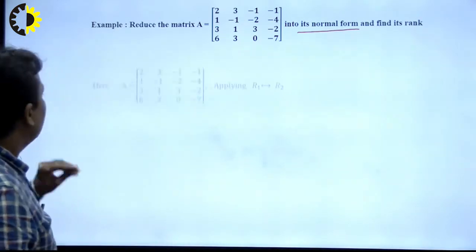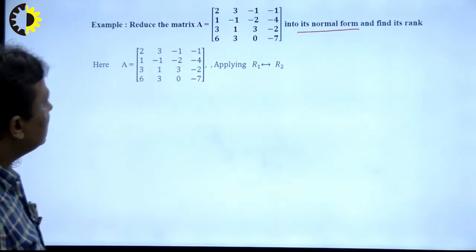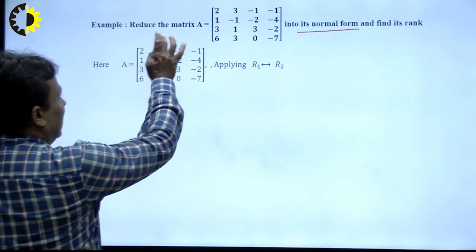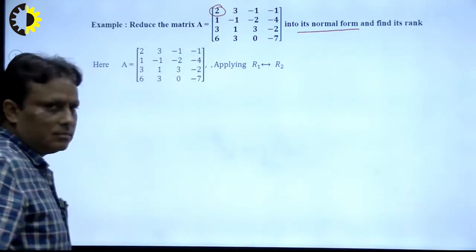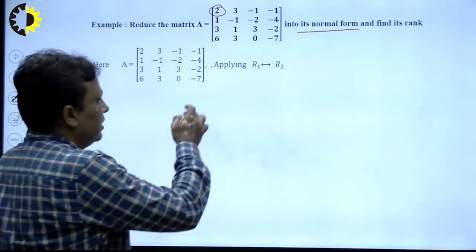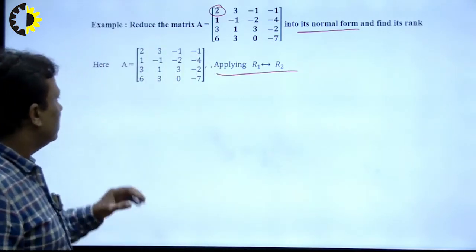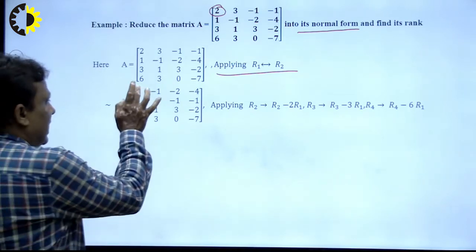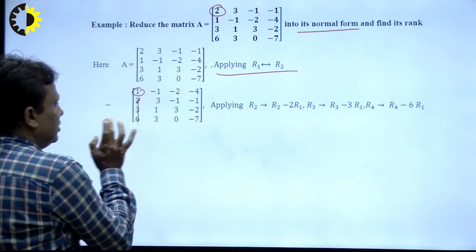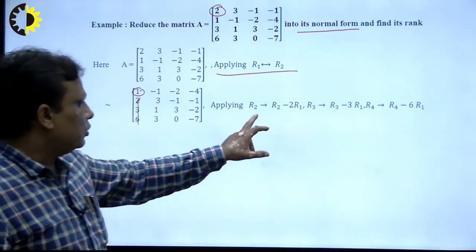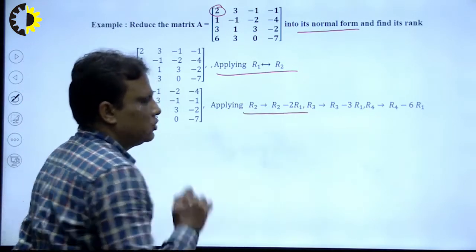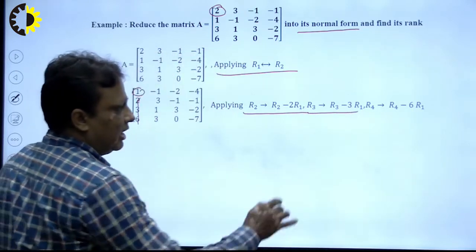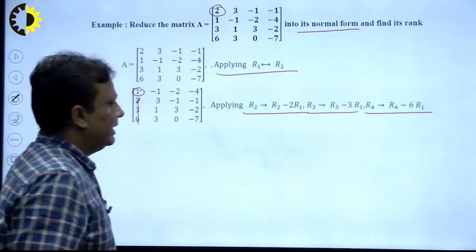So first of all I explain here A is equal to this. I apply here, first of all I want 1 to be there, 1 should be there. So I change R1 by R2. So this will be the result after applying that. Now our aim is, with the help of this element, this will be 0. How? So R2 arrow R2 minus 2R1, R3 arrow R3 minus 3R1, and R4 arrow R4 minus 6R1.